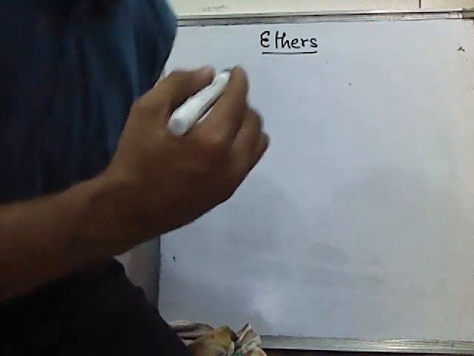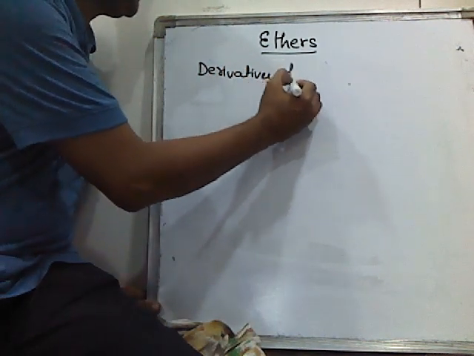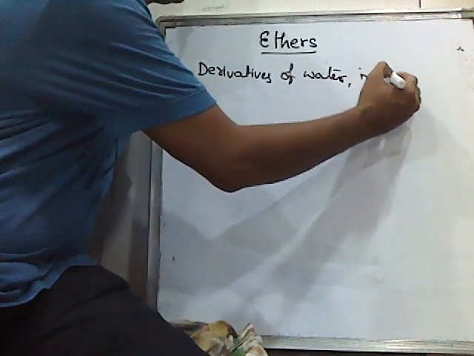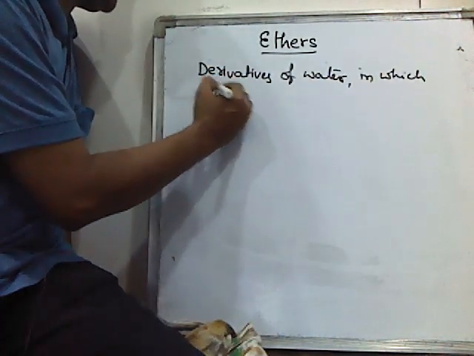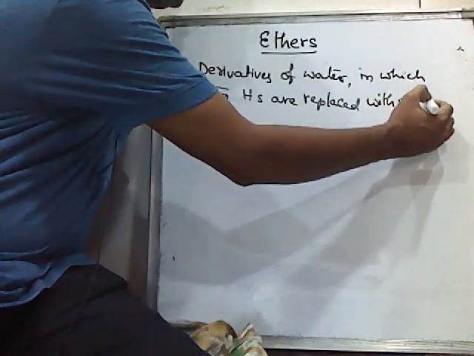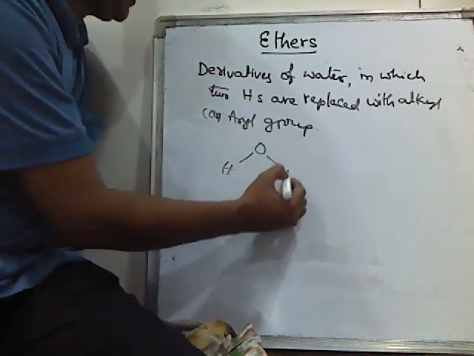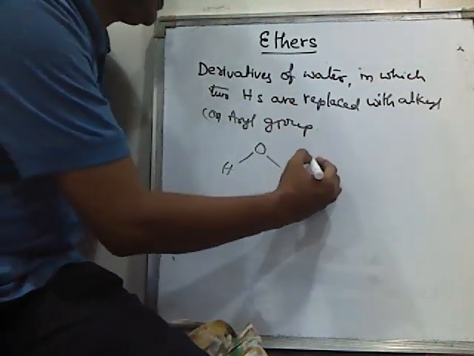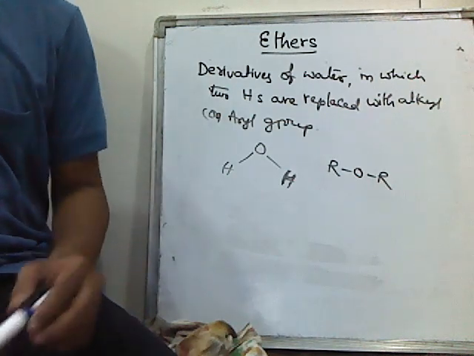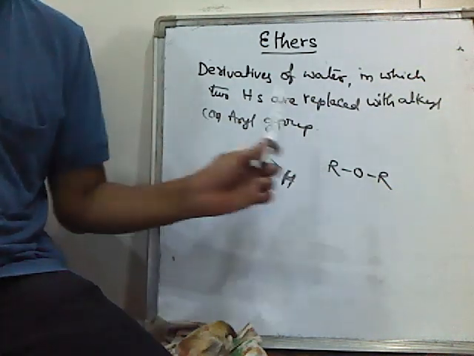What are ethers? Ethers are called the derivatives of water in which two hydrogens are replaced with alkyl or aryl groups. We know that water's structure is like this. If two hydrogens are replaced with two alkyl groups or aryl groups, it is called an ether. Ethers are considered the derivatives of water, replacing both the hydrogens by alkyl or aryl groups.